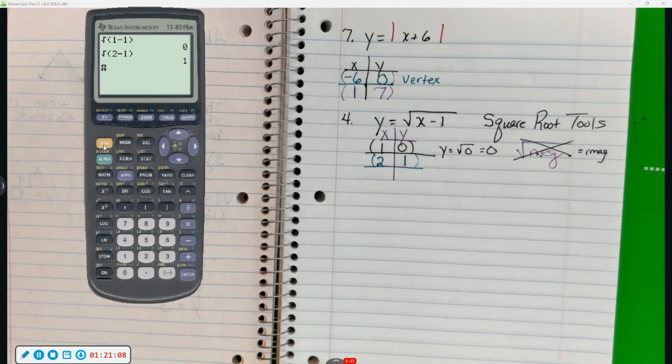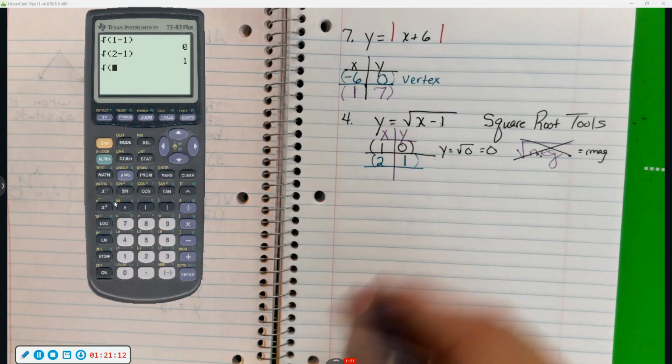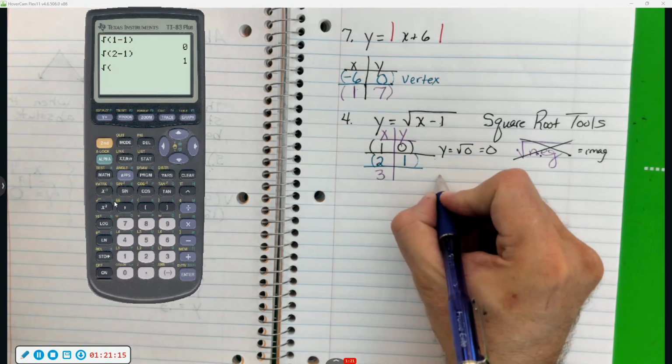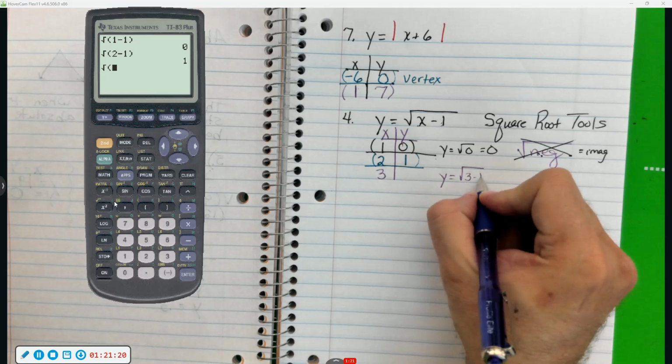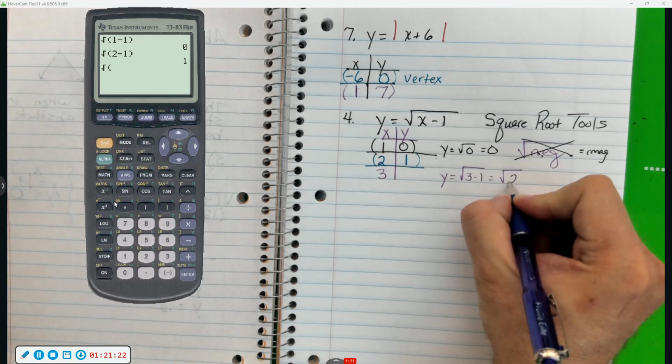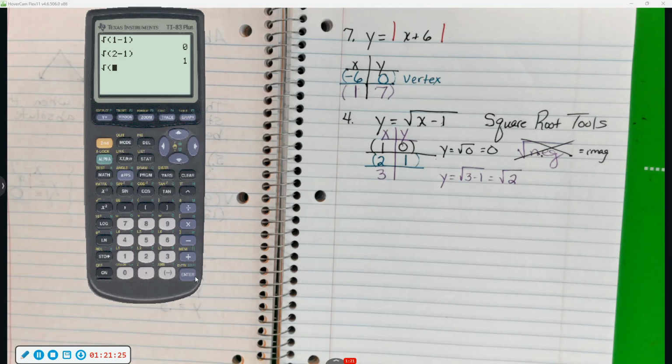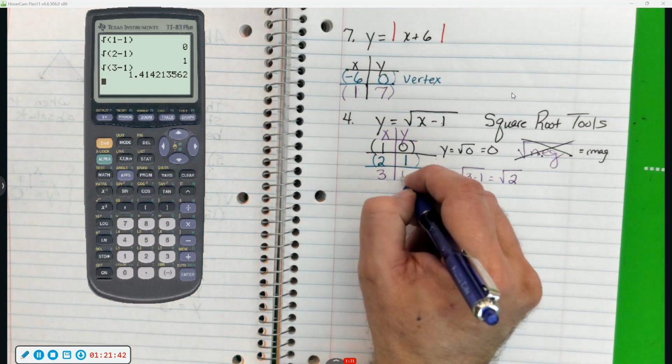Now, if we continue, like a 3, if we plug a 3 in for x, we'd have 3 minus 1, which is a 2. So we have a 2 under the square root symbol. The square root of 2 is a decimal number, 1.414. So you might not want to use that. But if you want, okay, just 1.4 approximately.